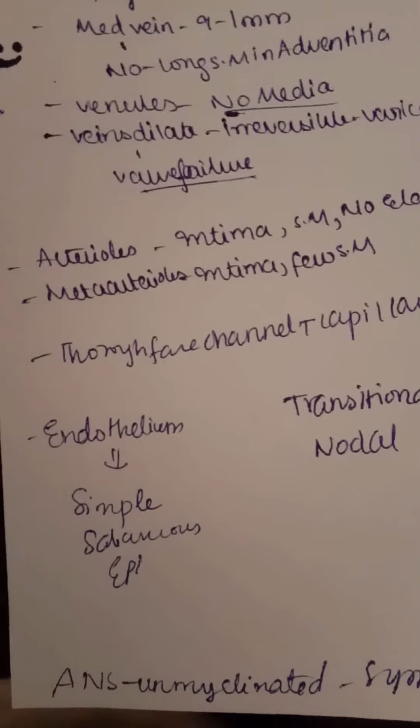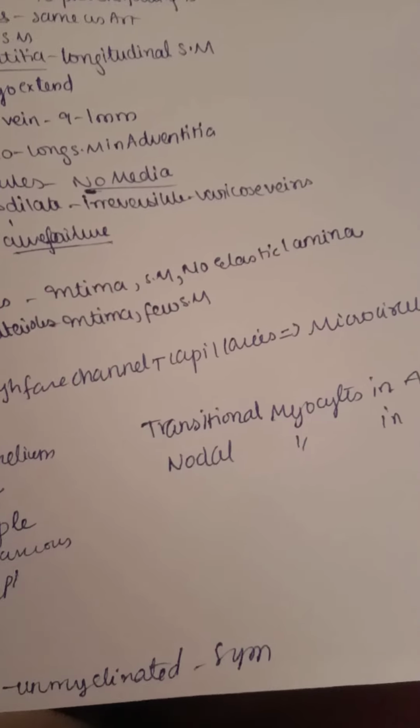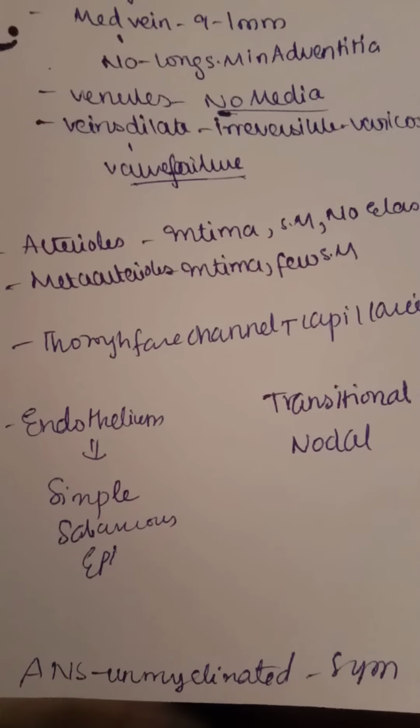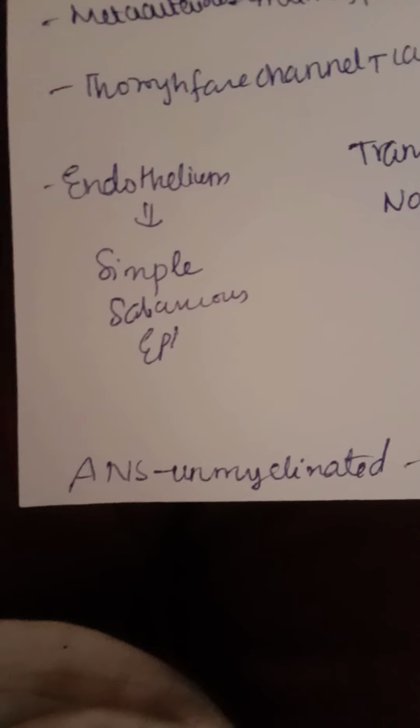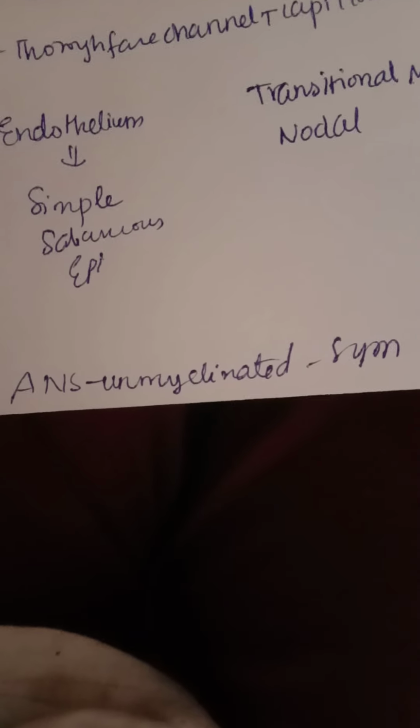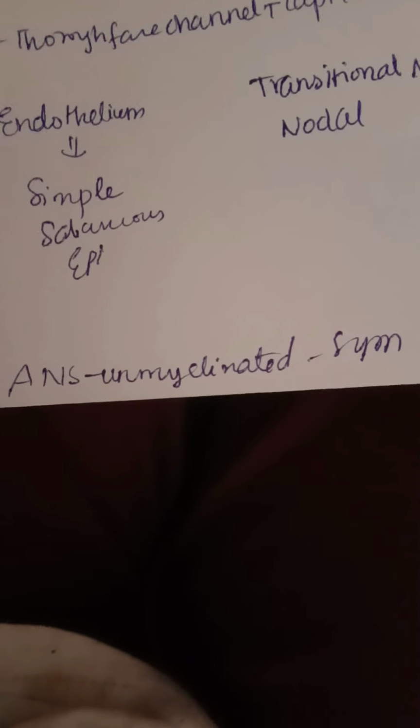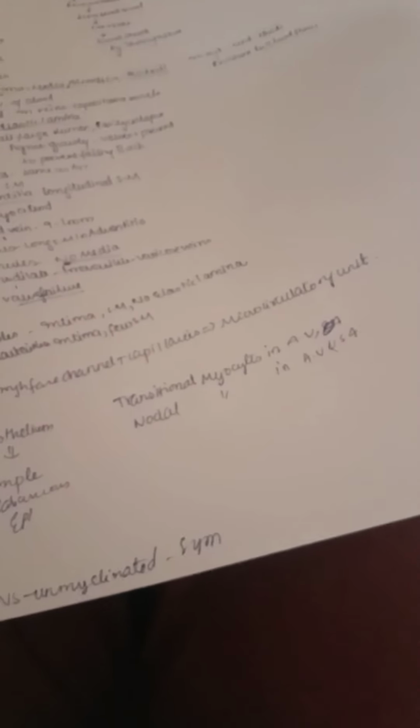And the arterioles also have intima, smooth muscle, but no elastic lamina. And the meta-arterioles have intima, only a few smooth muscle. And the thoroughfare channel along with the capillaries is known as microcirculatory unit. And the endothelium is mainly simple squamous epithelium, and the transitional myocytes are present in the AV node, and the nodal myocytes are mainly present in the AV and SA node. And the ANS, that is autonomic nervous system, is mainly having unmyelinated sympathetic nerves. So this is all about cardiovascular histology.